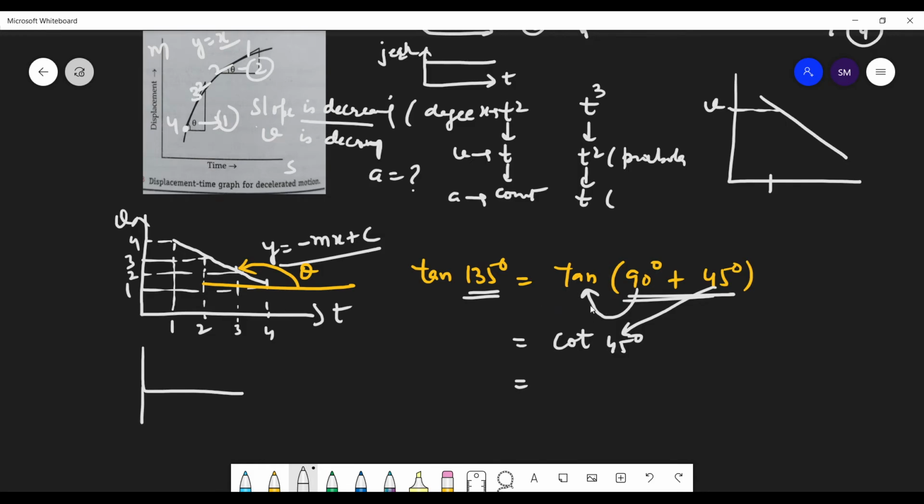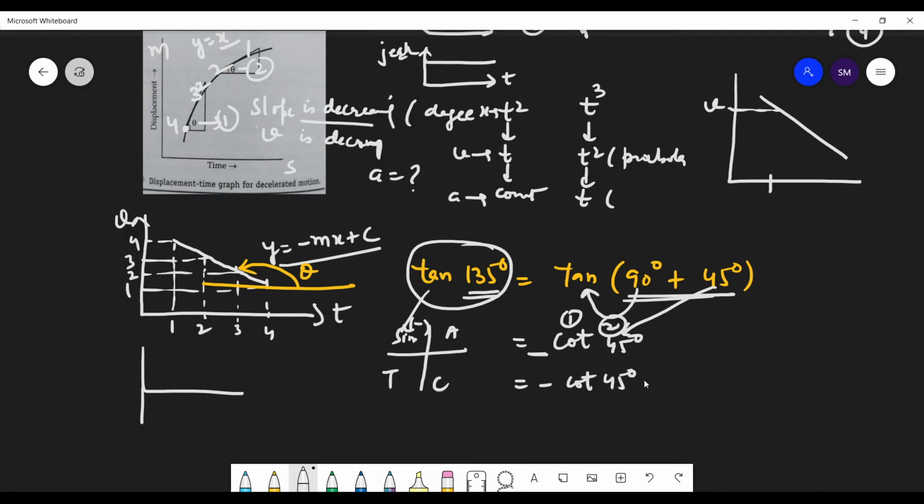Now the third thing, after the first and second thing, is the sign here. In which quadrant is 135 degrees? It was in this quadrant. So what is tan here? Add sugar to coffee, so only sin is positive. Tan is negative. So minus cot 45 degrees. Cot 45 is 1. So minus 1 is the slope. So you will get the graph as minus 1.